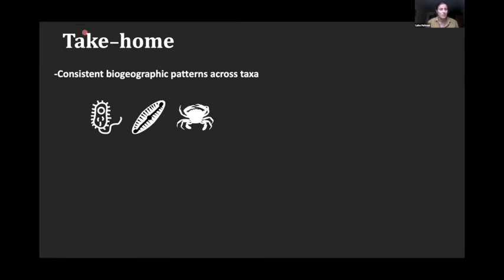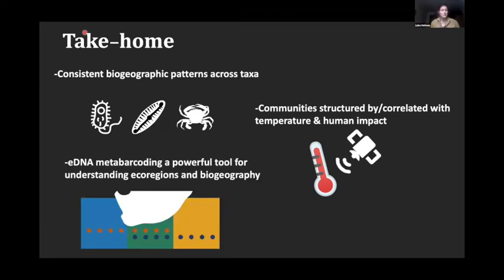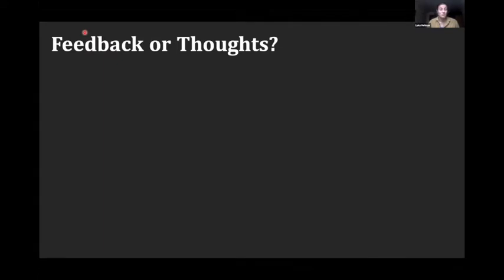So the big three take-home points in my work here were that there were some really consistent and interesting biogeographic patterns across these taxa, and that we can explain these patterns predominantly in this coastline. It's structured by or correlated with temperature and some measure of human impact, which we can further break down in later analyses. And I wanted to add this one. I think we're all in this session pretty sold on environmental DNA, but I think it's a brilliant and powerful tool for doing these kinds of ecoregion and biogeographic analyses. So I'd really welcome any feedback on thoughts. This work's not currently published.